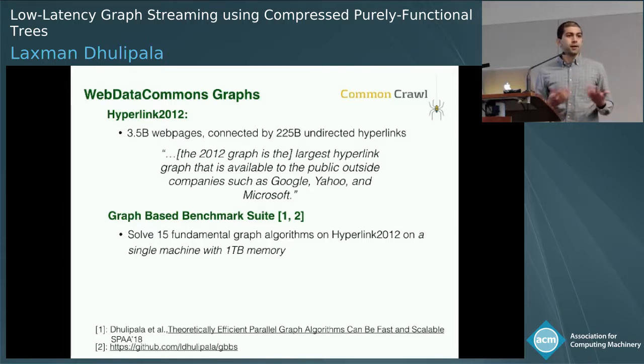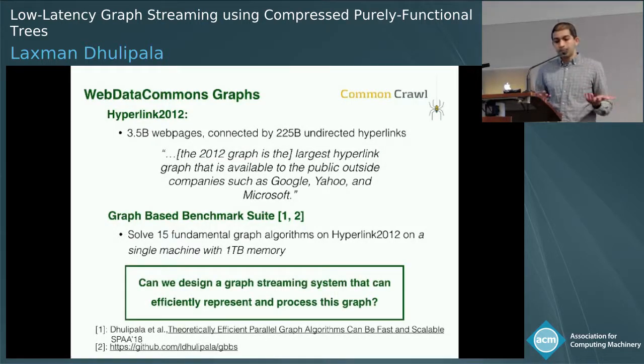One question that we left unaddressed from that work is the case when the graph is dynamic. And so a very interesting open question is whether we can design a graph streaming system or a dynamic graph processing system that can efficiently represent and process a graph like the Hyperlink 2012 graph or other graphs at this scale.